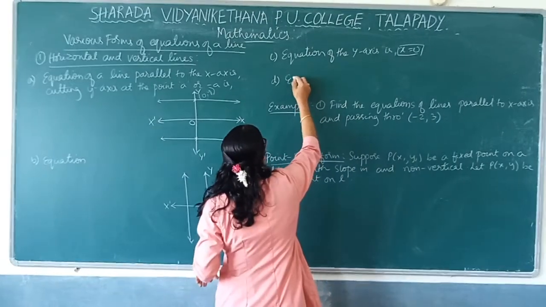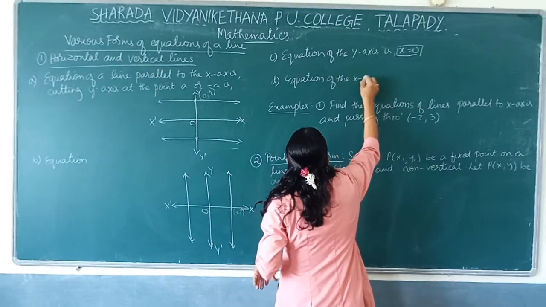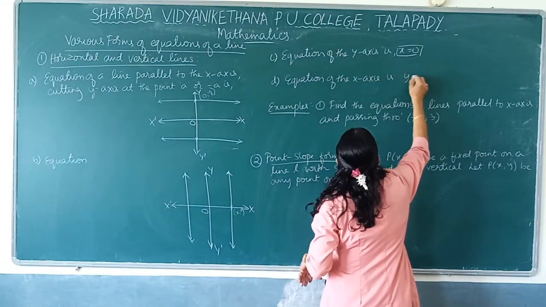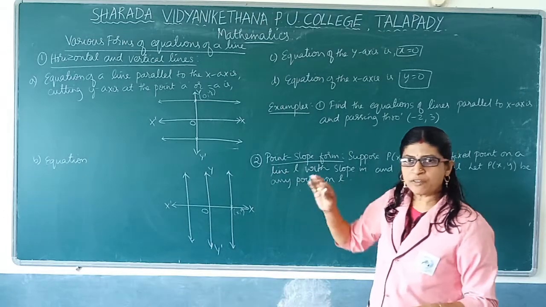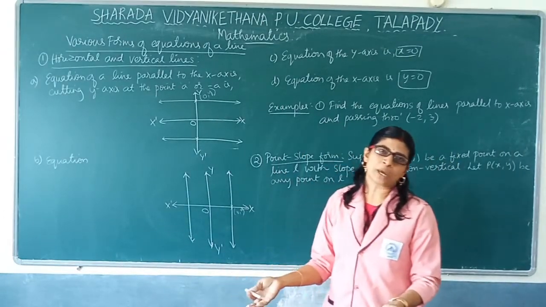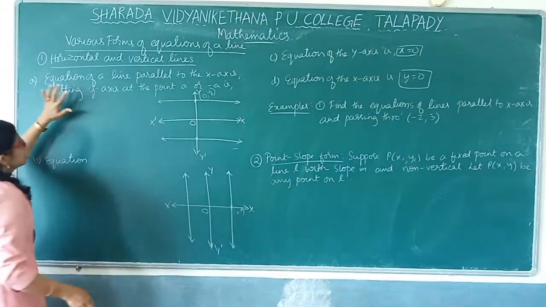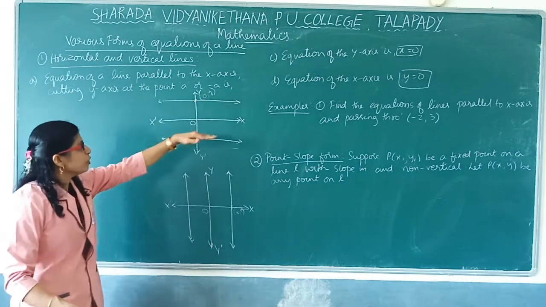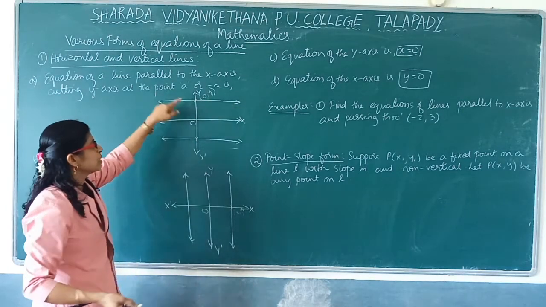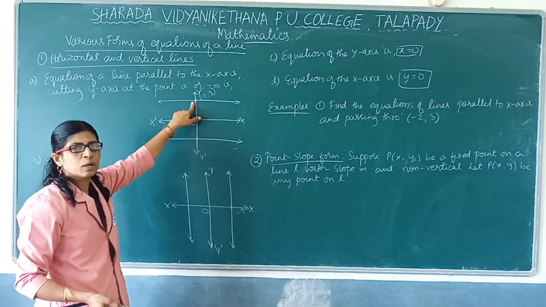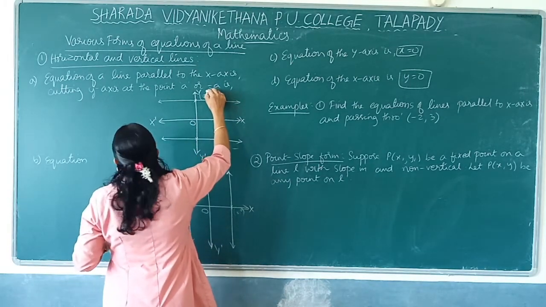So what will be the equation of the x-axis? The equation of the x-axis is y is equal to 0. y is equal to 0 is the equation of the x-axis. This is the basic. After that, we will come to any other line which is parallel to the y-axis and any other line which is parallel to the x-axis. First, we will consider the equation of a line parallel to the x-axis. This is the x-axis, this is the y-axis. If a line is parallel to the x-axis, it will intersect the y-axis at a particular point. Understood? It will intersect the y-axis at some point, say A.